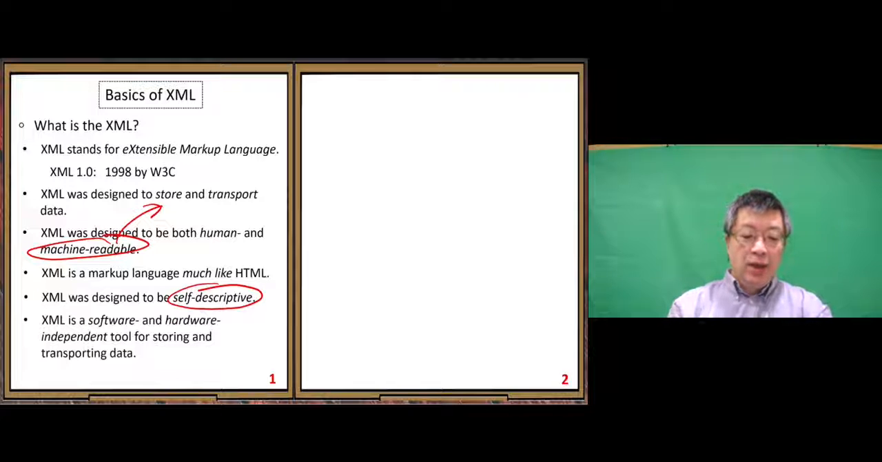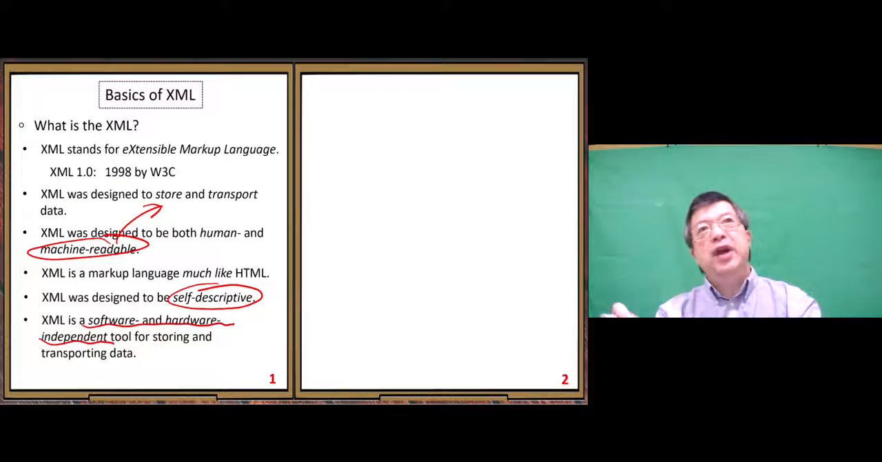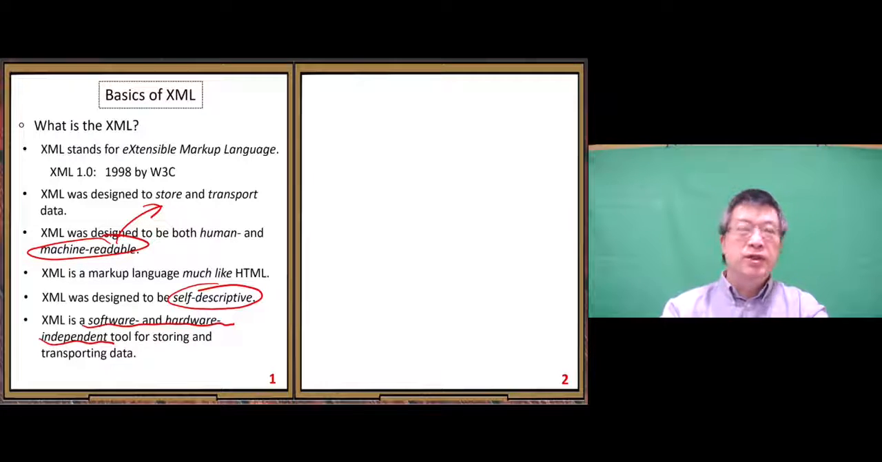All right. XML is a software and hardware independent tool for storing and transporting data. Software, hardware independent. How do you understand that? Hardware independent, so it does not rely on hardware. I have a Windows machine, Mac machine, Linux, tablet, cell phone. It does not rely on any of the devices. So that's easy to understand.